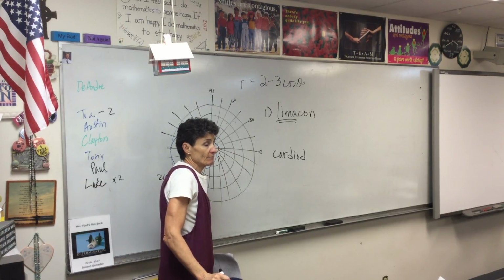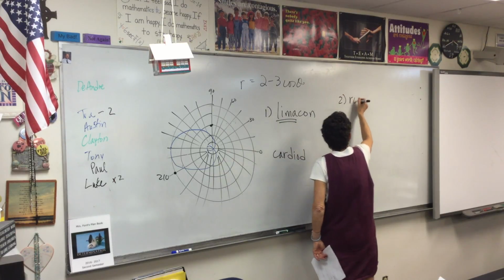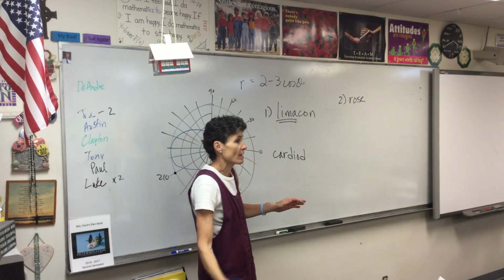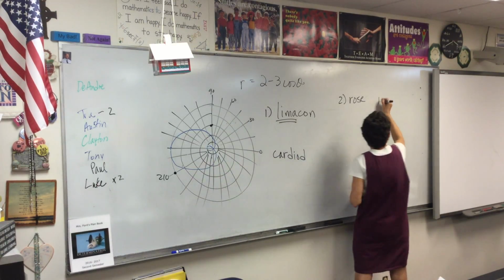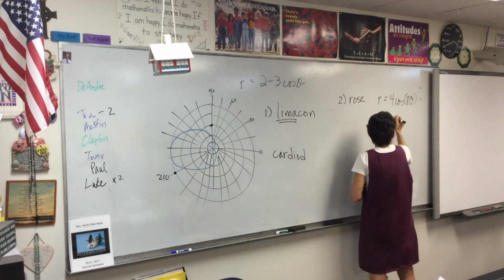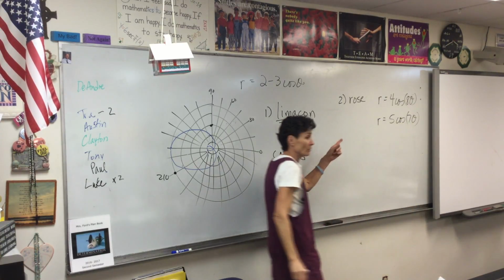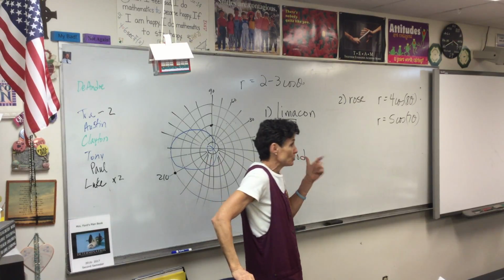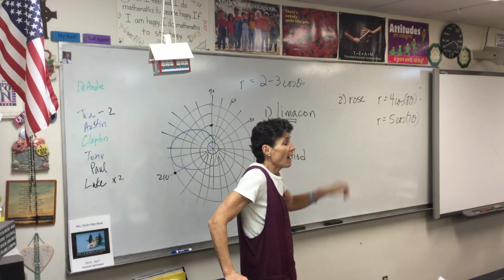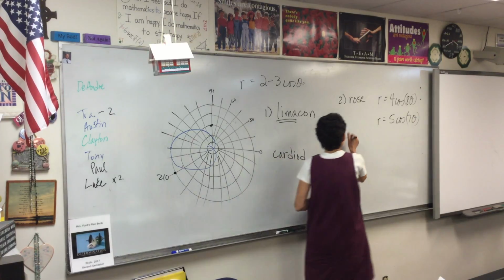Who can name another of the classical curves? The rose. Now, I'm not going to say to you, write the equation of a rose. You don't need to know that. But if I write the equation of a rose, you need to be able to tell me 2 things about it. What are the 2 things I'm going to want to know about a rose? How many leaves are there and how long are they? So how many, how long?